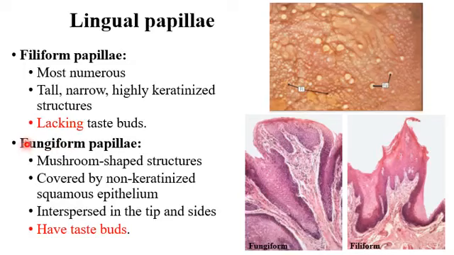The second type of lingual papillae is the fungiform papillae. From their name, fungi, they are mushroom-shaped structures. Their epithelium is poorly keratinized or non-keratinized. They have a highly vascular connective tissue core. This makes them appear like red spots in the dorsum of the tongue.